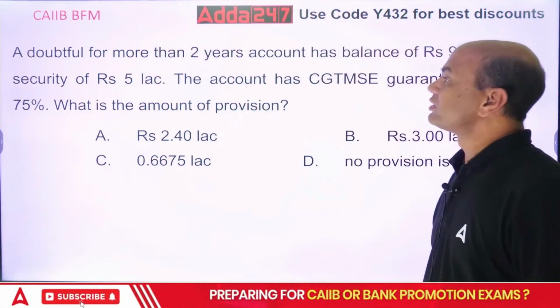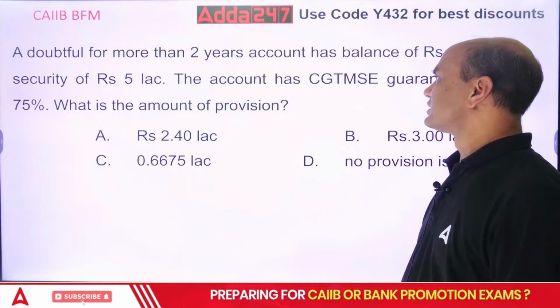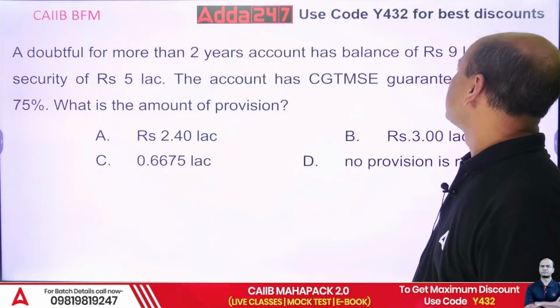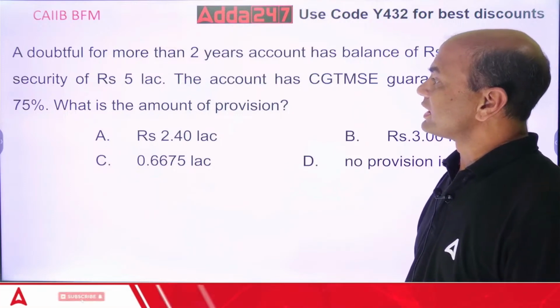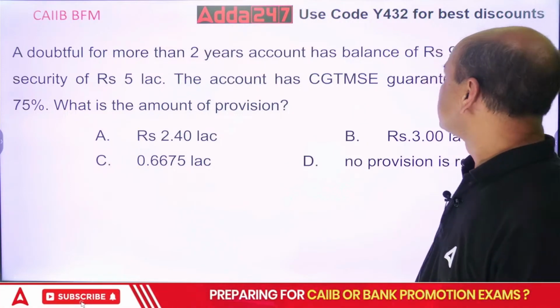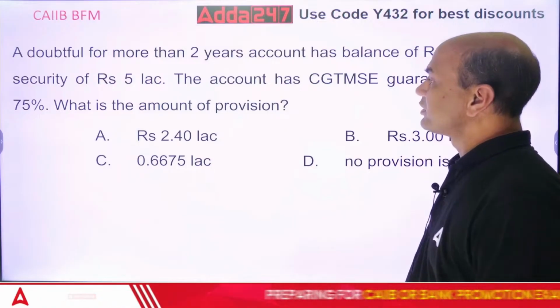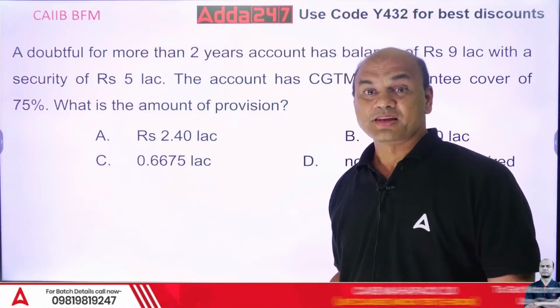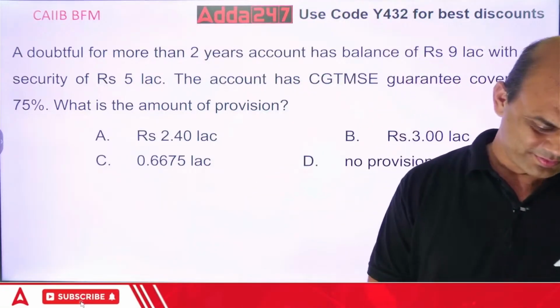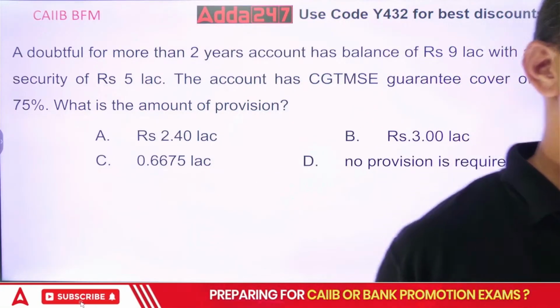A doubtful asset for more than 2 years account has a balance of rupees 9 lakhs with a security of 5 lakhs. The account has a CGTMSE guarantee cover of 75%. What is the amount of the provision? Think, everyone.